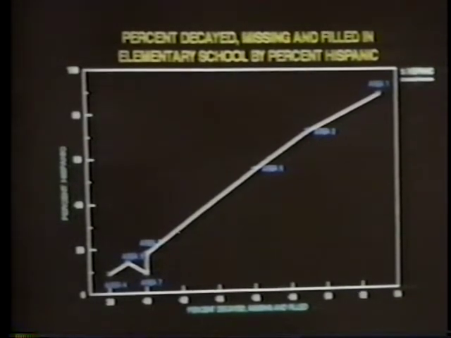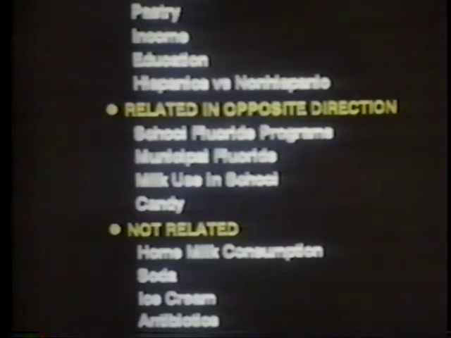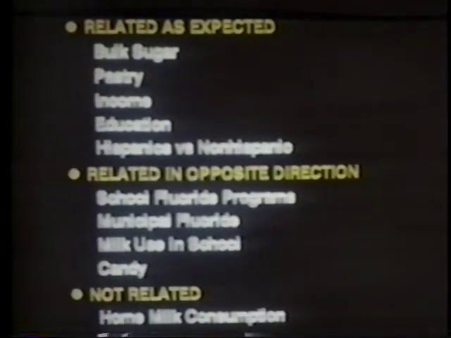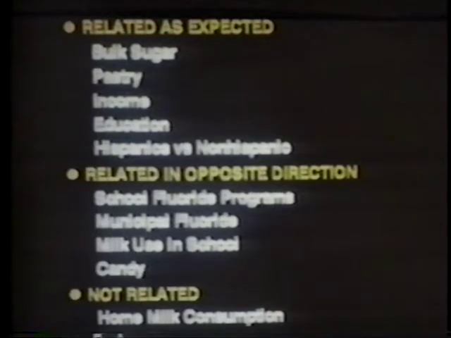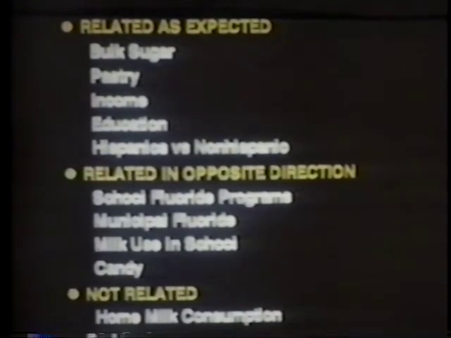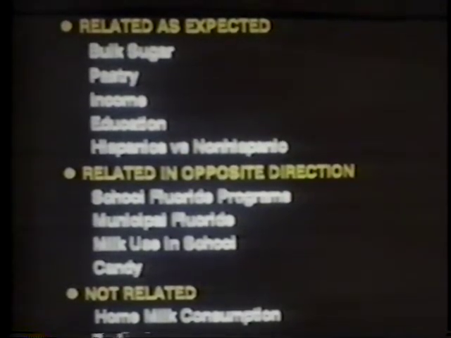We will hopefully in the future be able to go up to 16 different areas as part of our study, but I know we're going to find the exact same patterns going on. Well, we also did a study where we broke out Hispanic versus non-Hispanic, and I'll get to that in a minute, but what we found out by combining everybody together, related as expected, bulk sugar related to higher tooth decay rates, pastry related to tooth decay, income, education, and Hispanic versus non-Hispanic related to tooth decay rates, which were traditional things that had been found in other studies.